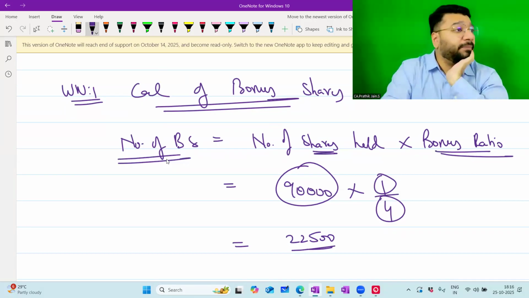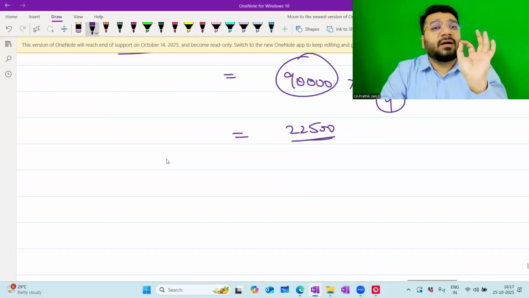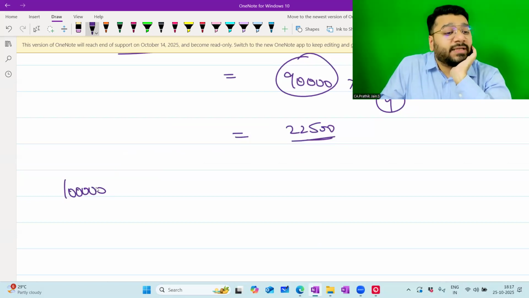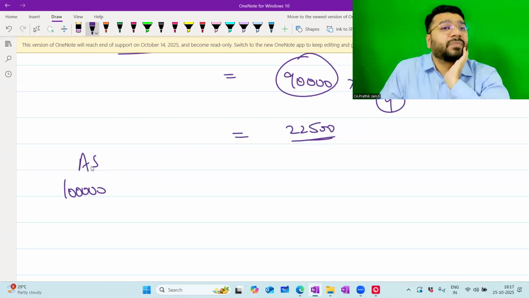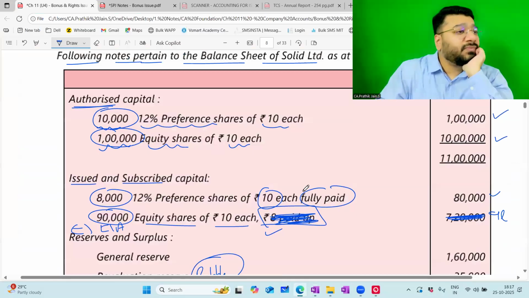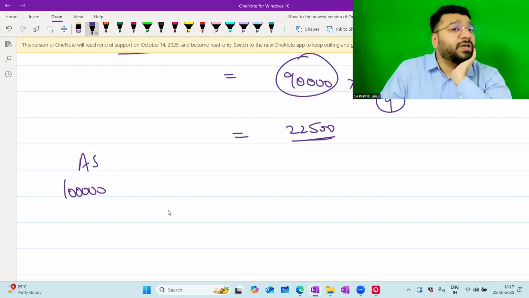Now listen very carefully. I have a question to all of you. How many shares is authorized in the balance sheet? I am talking about equity. 1 lakh share is authorized. Authorized share is 1 lakh. We have studied in the share capital topic. I am asking the authorized number of shares. 1 lakh is the authorized number of shares.